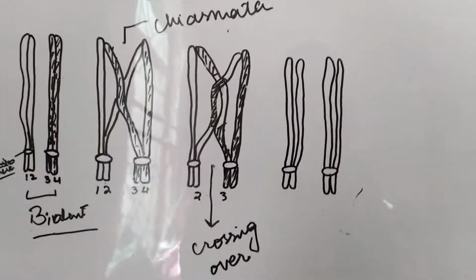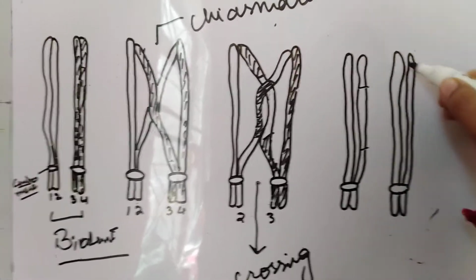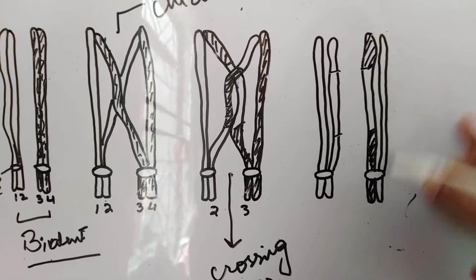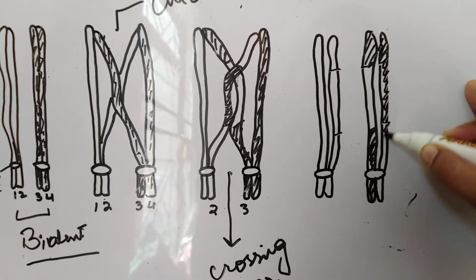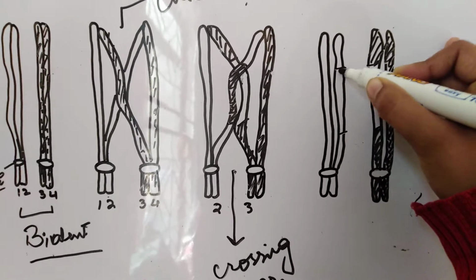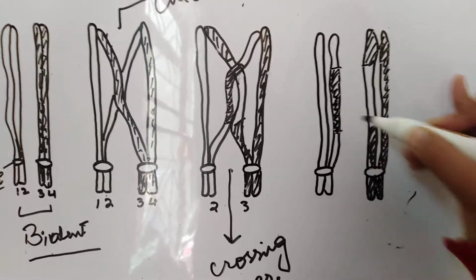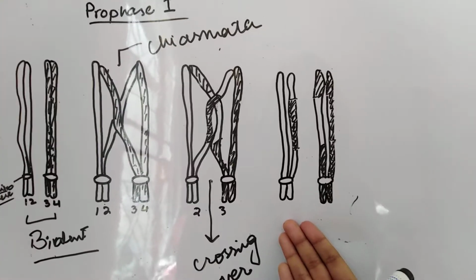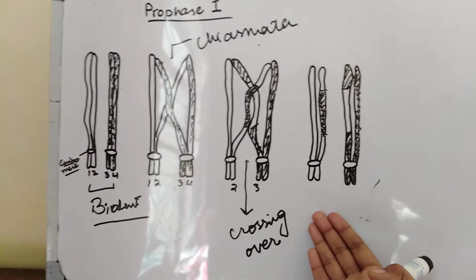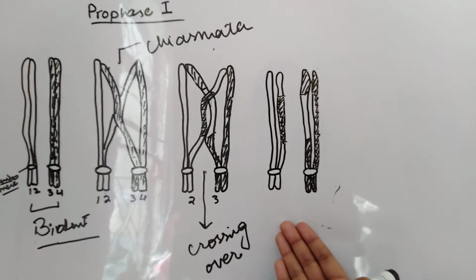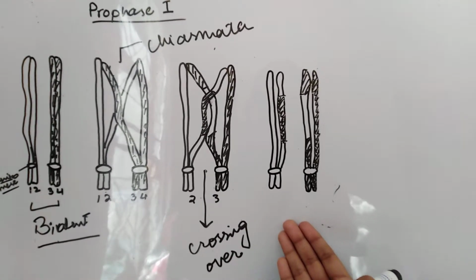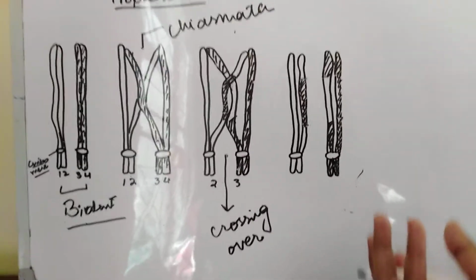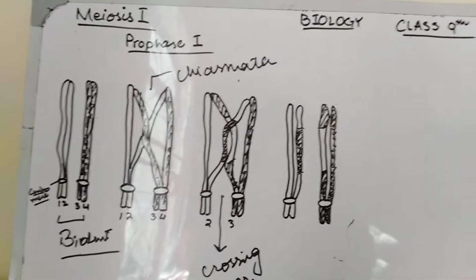After crossing over, the resultant chromatids will be like this. It means some information of chromatids 1 and 2 has been transferred to the 3rd and 4th, and some information of the 3rd and 4th has been transferred to the first and second chromatid. This is known as genetic recombination. This does not happen in mitosis, and this is the major difference. There is exchange of segments and genetic recombination in meiosis but not in mitosis.